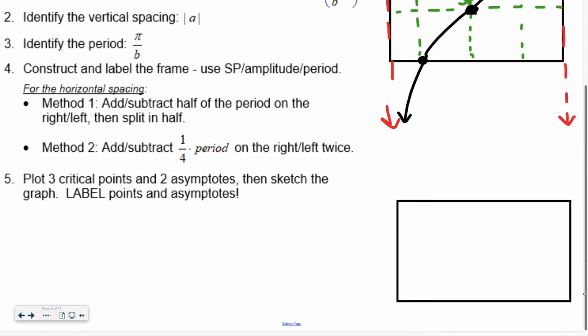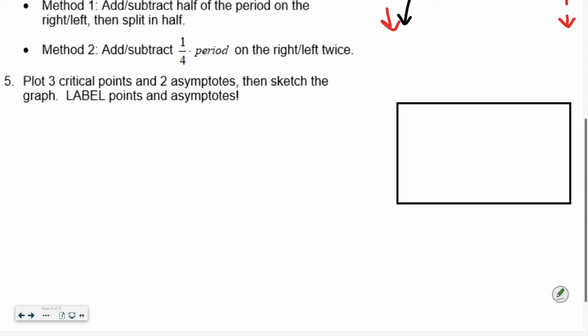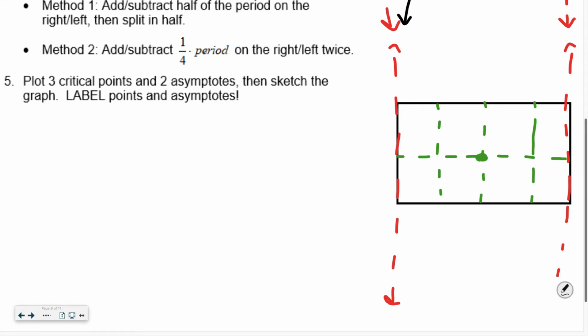If we have a tangent graph that has a negative A, the only thing that changes, so here's your starting point, is the direction. So we still have the edges of our frame for our asymptote, but now we want the graph to fall. So up here on the left would be the top point, on the right would be the bottom point. And our graph would fall while still approaching the asymptotes. So use that blue piece of paper for reference. All of the steps are listed for you. Okay? There's your two pictures that you need to model.